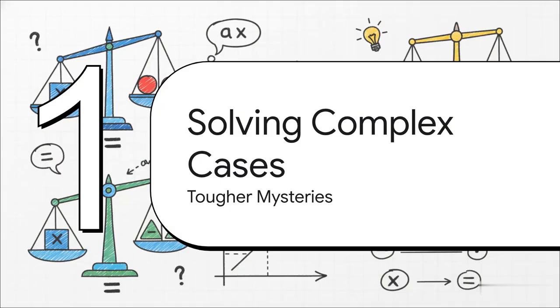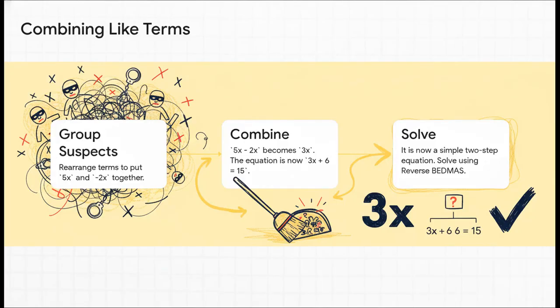All right, with our basic toolkit ready to go, let's start tackling some tougher mysteries. Yeah, the cases might look more complex on the surface, but the core principles we've just learned, they're all we need to crack them. So sometimes the evidence is just scattered all over the place. Here, we've got a couple of x terms just hanging out on the same side of the equation. So our first step is to clean up the scene by combining like terms. Think of it like grouping all your x suspects together. So 5x minus 2x just becomes 3x. And all of a sudden, a messy-looking equation turns into a simple 2-step case that we already know exactly how to solve.